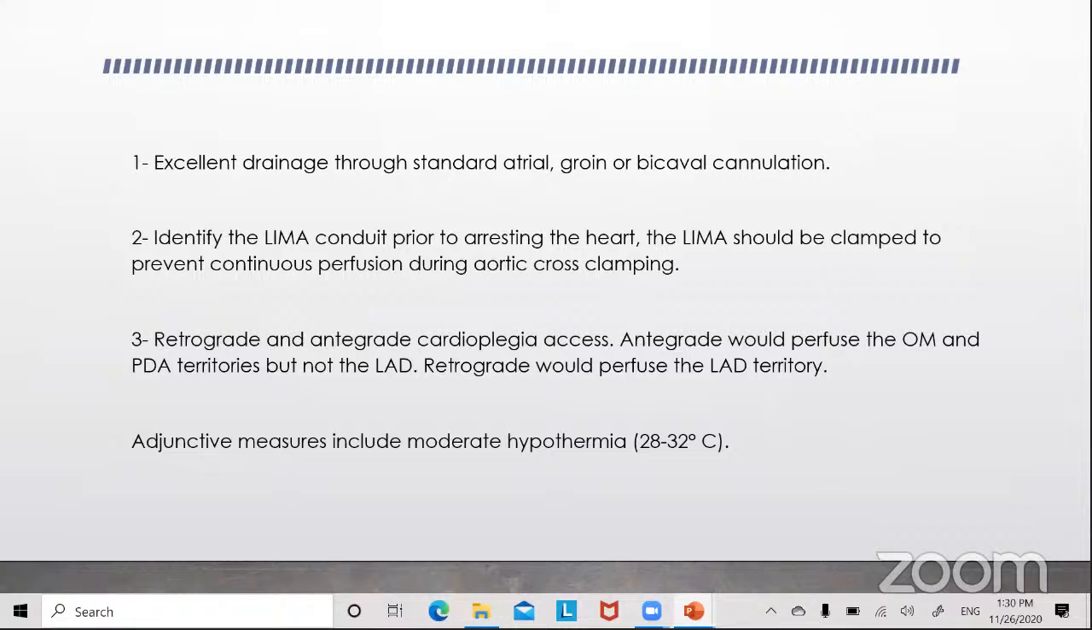In order to achieve adequate cardiac arrest with sufficient cardioprotection, three things in this scenario are important. Number one, excellent drainage through standard atrial, groin, or bicaval cannulation. Number two, identify the LIMA conduit prior to arresting the heart. The LIMA should be clamped to prevent continuous perfusion during the aortic cross clamp. Number three, retrograde and antegrade cardioplegia access. Antegrade would perfuse the OM and PDA territories, but not the LAD. Retrograde would perfuse the LAD territory. And additional measures include hypothermia.